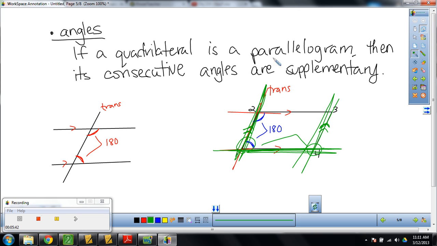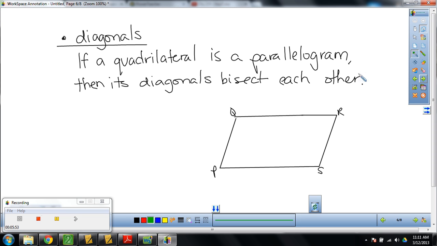Right. So make sure you have this angle property in your notes, but we're definitely going to spend more time on this in class. The last property is the property of the diagonals. If a quadrilateral is a parallelogram, then the diagonals bisect each other. So if we draw our diagonals in on this parallelogram, there's a diagonal from P to R, a diagonal from Q to S. The diagonals bisect each other. Basically, that says that the diagonals are cutting the other diagonals in half.